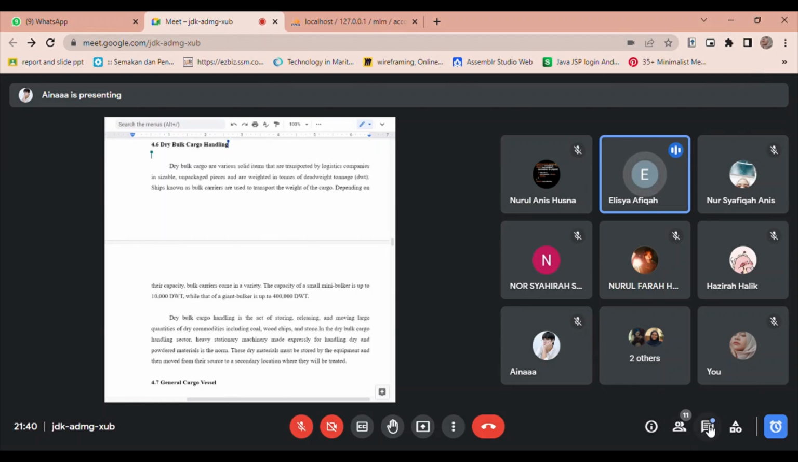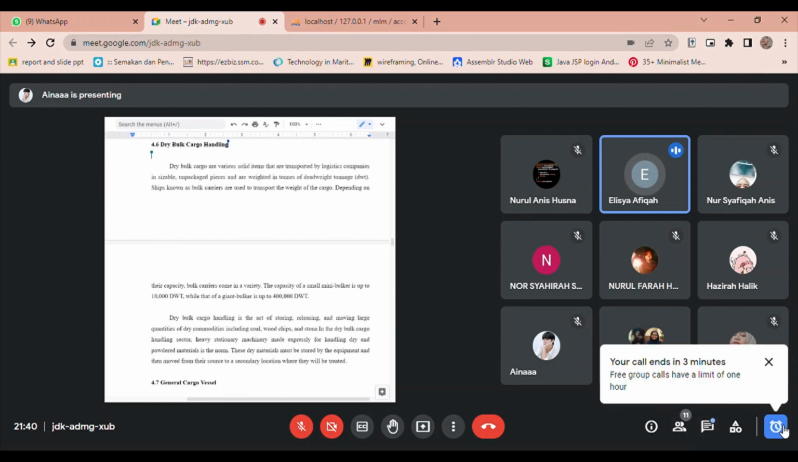Dry bulk cargo handling is the act of storing, releasing and moving large quantities of dry commodities, including coal, wood chips and stone. In the dry bulk cargo handling sector, heavy stationary machinery made expressly for handling dry and powdered materials is the norm. The equipment must store these dry materials and then move them from their source to a secondary location where they will be treated.